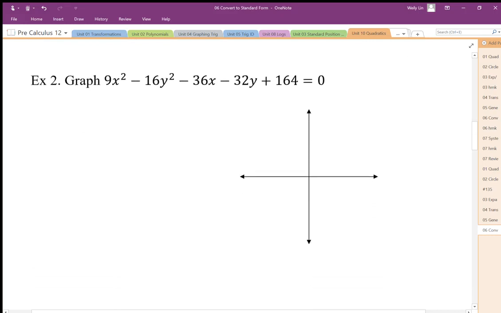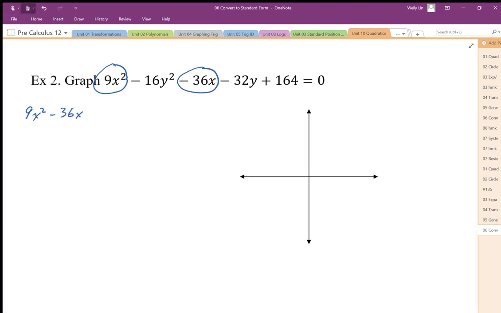So we could do the same thing here. We want to group our x's. Okay, so I'm going to color code this. So I've got my x terms here. So I'm going to end up with 9x squared minus 36x.